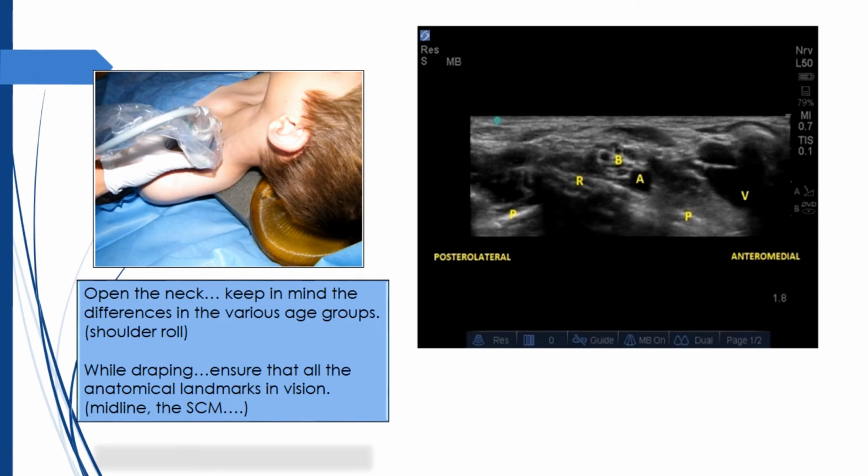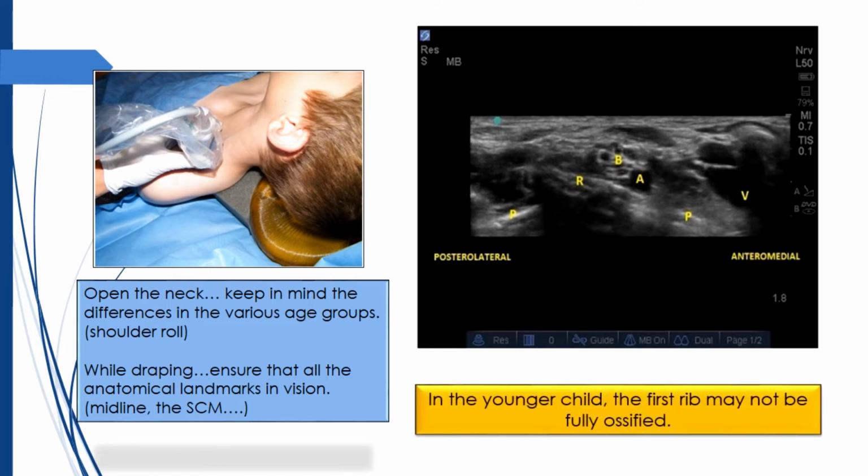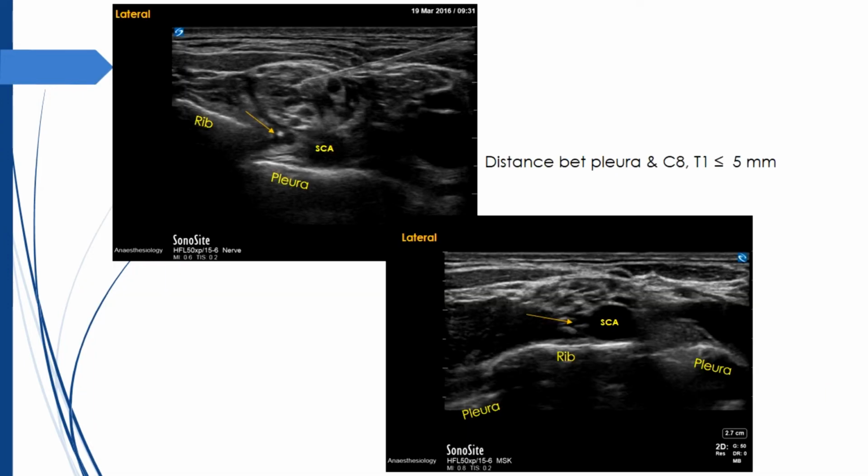Open the neck properly. Keep in mind the differences in various age groups. We may need to use a head ring and a shoulder roll, etc. While draping, ensure that all the anatomical landmarks are in vision, such as the midline, the sternocleidomastoid, etc. And remember that in younger children, the first rib may not be fully ossified. Again, we should be able to differentiate the rib from the pleura.